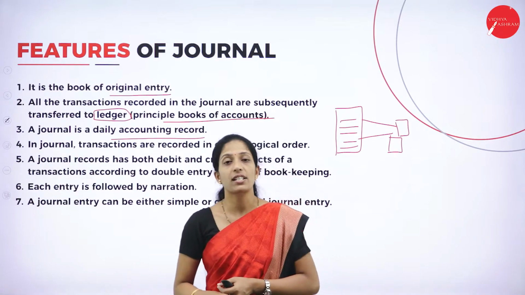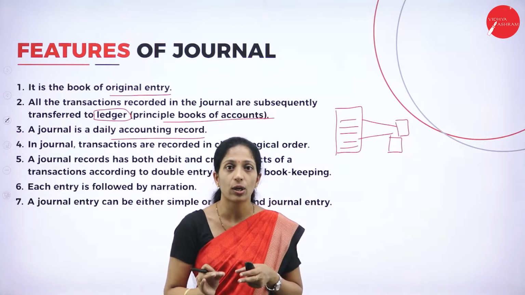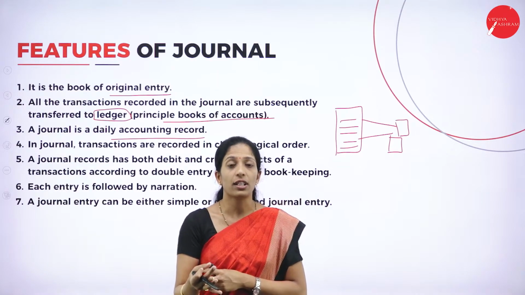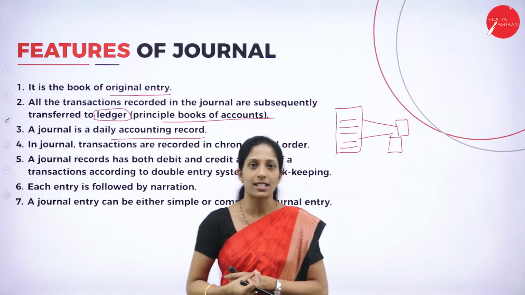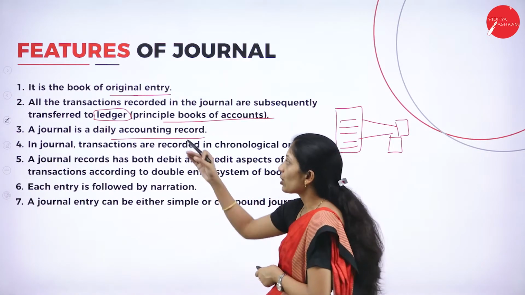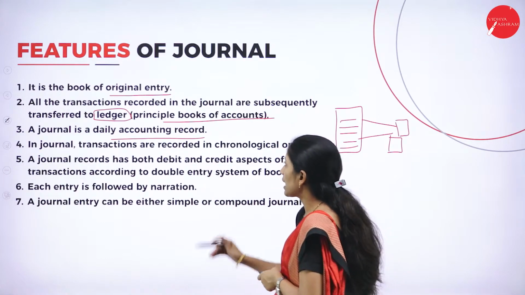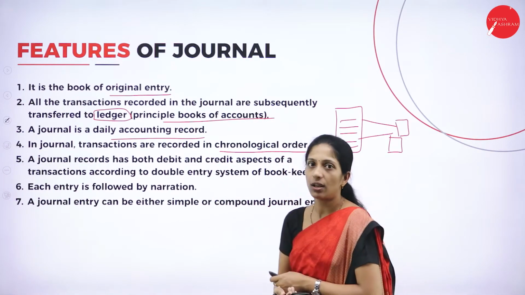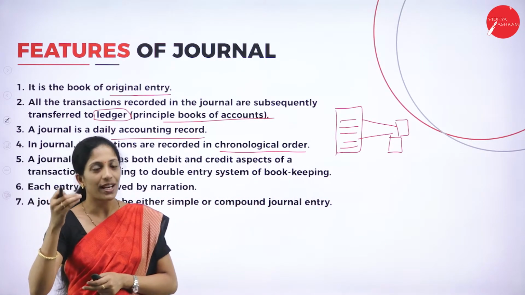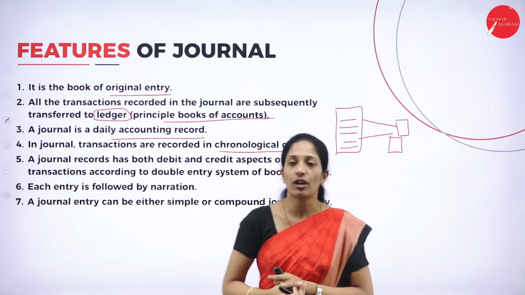A journal is a daily accounting record. Now, why is it called a daily accounting record? Here the transactions are not recorded at the end of the financial year. As and when the transaction takes place, immediately we will record the transaction. As per the date, we will immediately record the transaction. So, it is called as what? Daily accounting record. In journal, transactions are recorded in chronological order. As I told you, it should be recorded as per the date. So, date wise it has to be recorded and it should be in the same order. That is in a chronological order.